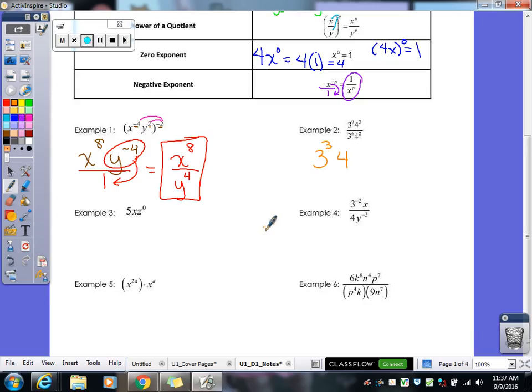Now, since these are numbers, we can't actually leave our answer like that. We have to simplify it down to one number. So you can use your calculator to help you if you need to. 3 to the 3rd power is going to be what? 27. So really we have 27 times our 4 to the 1st, which is just 4. So what do we get when we multiply those? 108. So there's our final answer, 108.